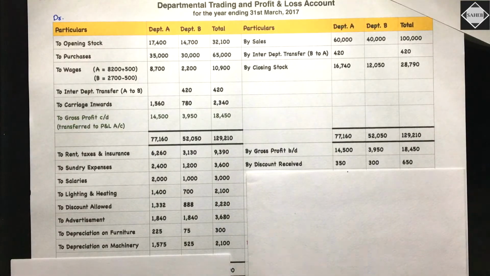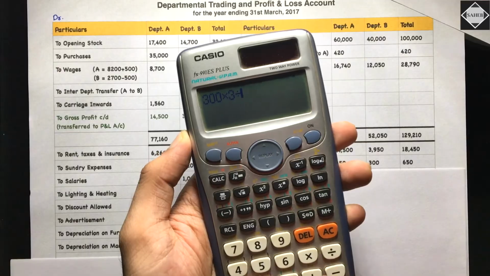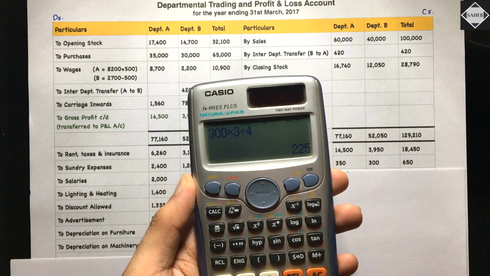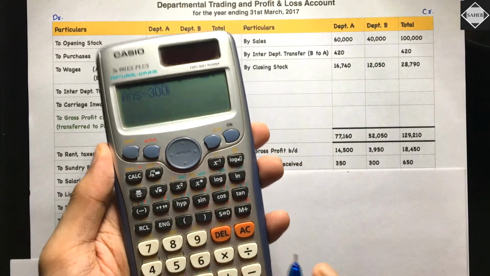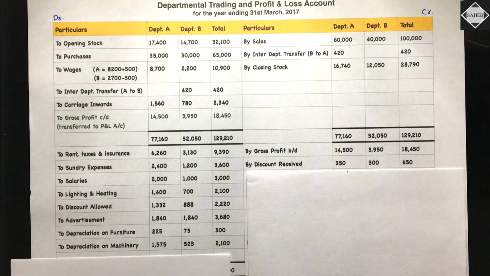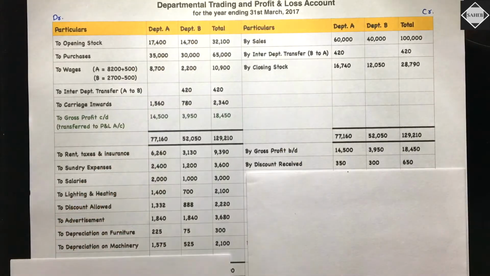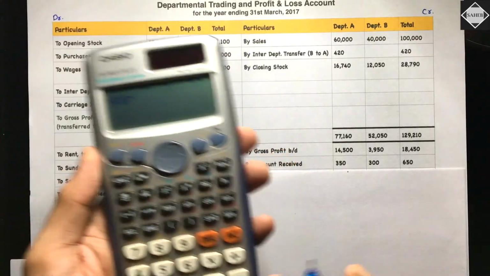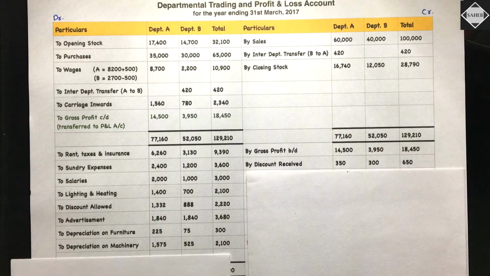3:1 they are saying. So see, for furniture, 300 into 3 divided by 4, 3 plus 1, so that's equal to 225. So 225 for department A, and for department B, balancing figure, minus 300, is 75. And then for machinery, 2100 into 3 divided by 4, that's equal to 1575 for department A, and for department B, balancing figure minus 2100, that's equal to 525. Clear? Easy. So all expenses in P&L are done. Nothing else, we have done with the adjustment also. Now we have to find out which side is bigger. Can we see the total and do this?